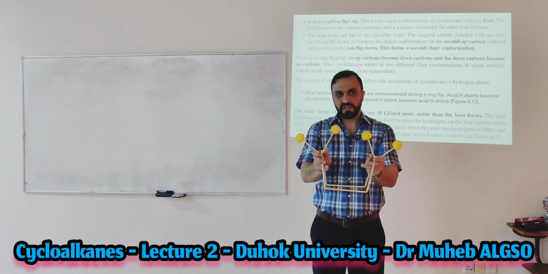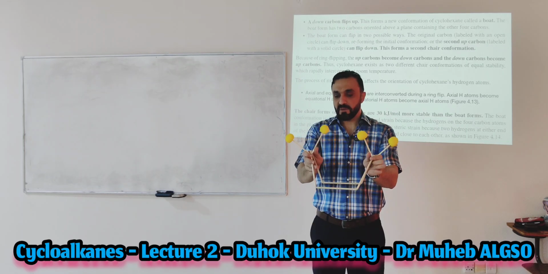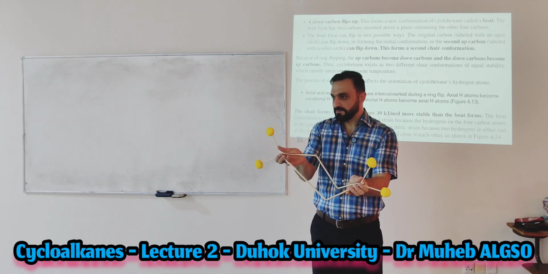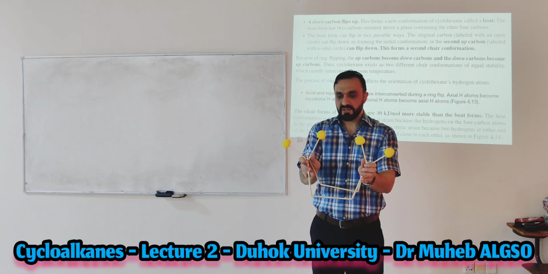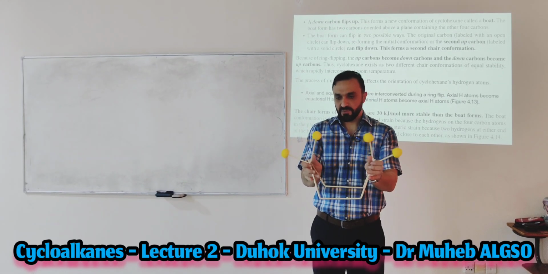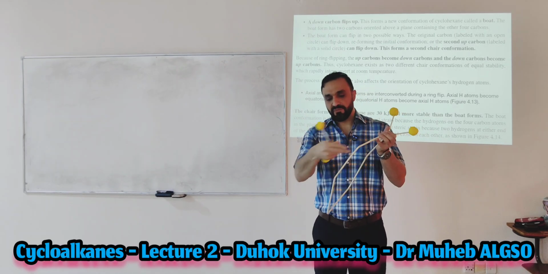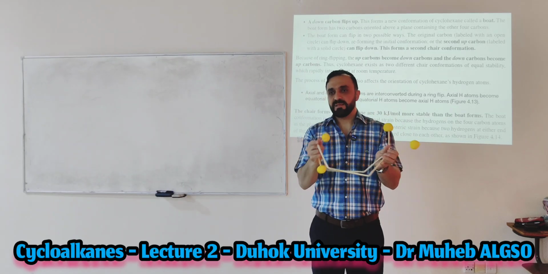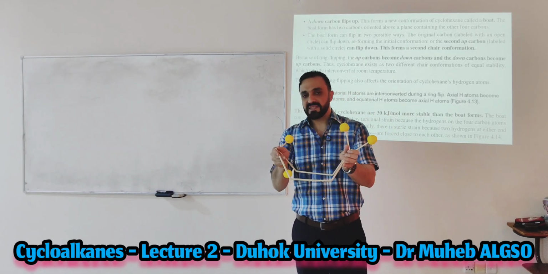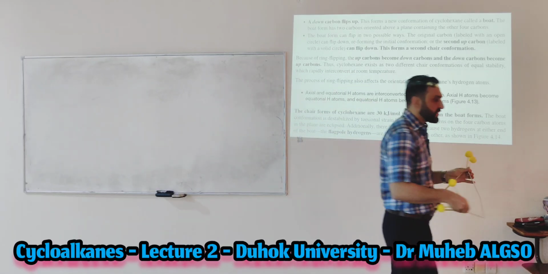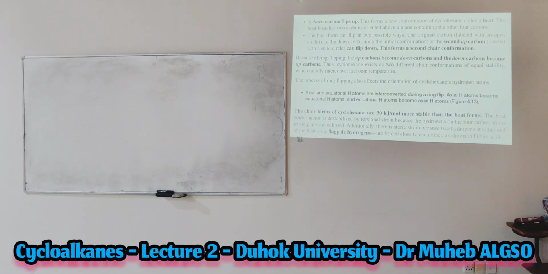That means we have 2 reasons why the boat conformation is less stable than the chair form conformation. Why? Because of 2 reasons. The hydrogens here to the up have a steric effect. They are near to each other, and as I told you, the hydrogens bonded to the 4 carbons here and here are eclipsed to each other. This makes torsional strain, and the torsional strain also decreases the stability of the molecule. Do you understand?